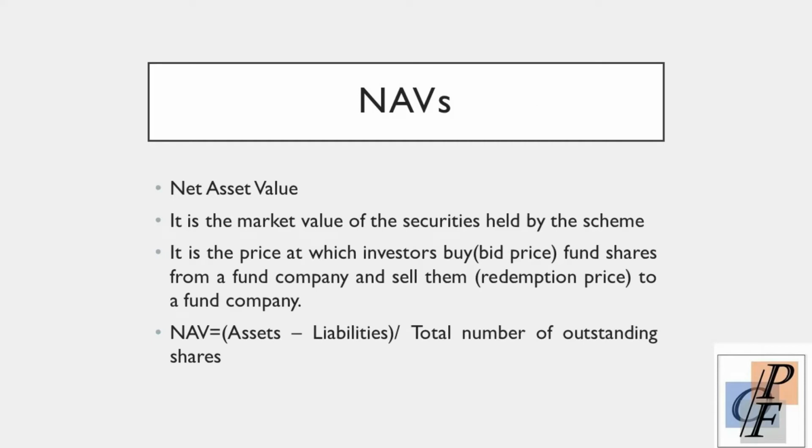In these slides, we come across something called net asset value, in short NAV. It is the market value of the securities held by the scheme. It is the price at which investors buy, which is called the bid price, fund shares from a fund company, and sell them, which is called the redemption price, to a fund company. So total NAV is given by the difference between assets and liabilities, divided by the total number of units.